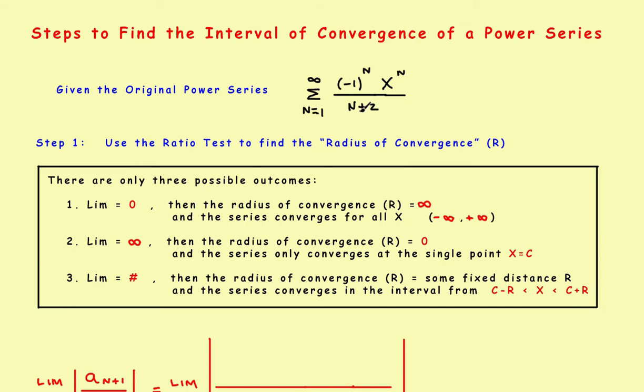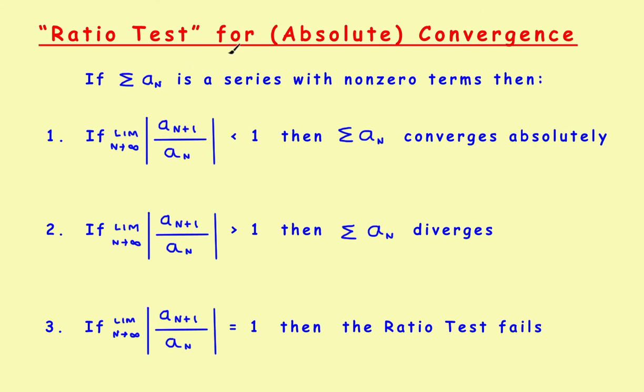And before we get to the actual problem, let's take a quick look at the ratio test, just to remind you of what that is. So again, what the ratio test says is this. If you have a series that has non-zero terms, if you find this limit and that limit is less than 1, you can show that the series converges. If the limit's greater than 1, you can show that it diverges. And finally, if the limit was equal to 1, then the ratio test failed and you had to use another test.